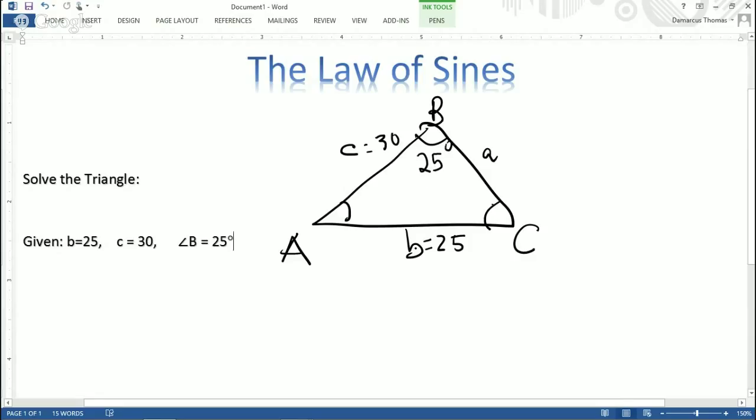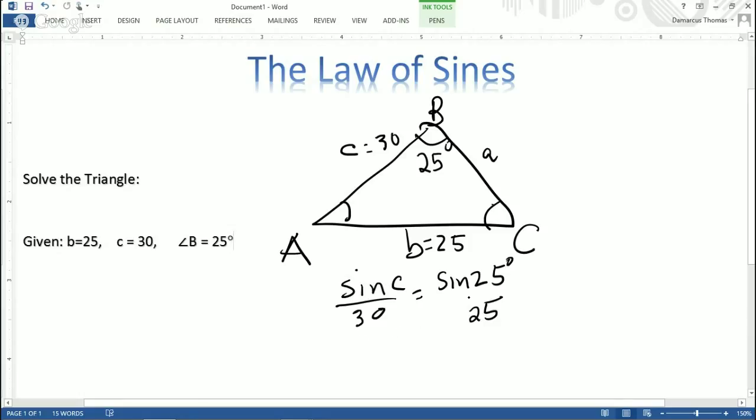Now, the law of sines lets us write the angles and the opposite sides of the angles in proportion to one another. So we have the side c, but we don't know angle C. So what we can do is say that the sine of angle C over little c, which is 30, is equal to the sine of 25 degrees over the side that is 25. And so now we need to solve for sine C.